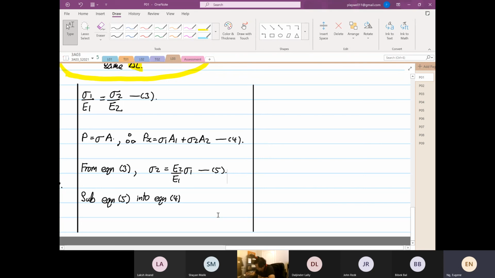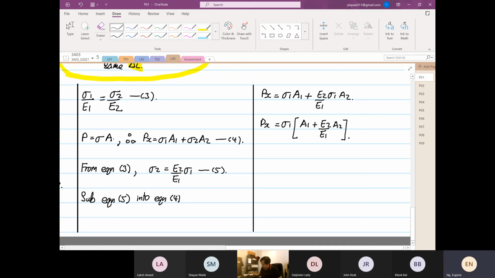Right, so we have Px is equal to stress 1 A1 plus stress 2 is equal to E2 over E1, right? Stress 1 multiplied by A2. Okay, so we can bring out the stress 1. So Px is equal to stress 1 times A1 plus E2 over E1 A2.